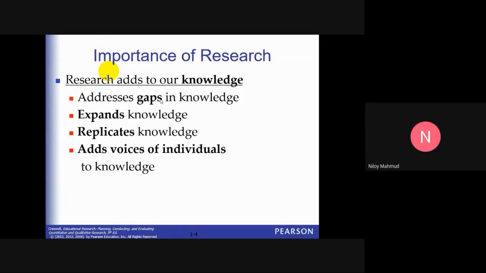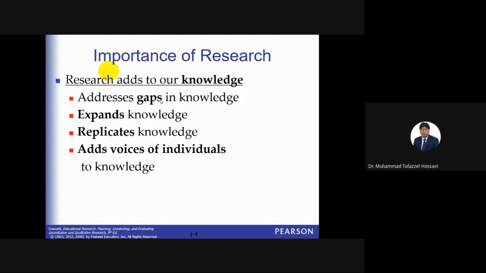Sir, I have a question. Yes, what is your question? Sir, it would be kind enough if you discuss the question pattern, actually what kind of question we have to face in our research, in this course. Actually I don't know what kind of question you are asking. Okay, I'll discuss later. Questions come later. So first, addressing the gaps in knowledge.